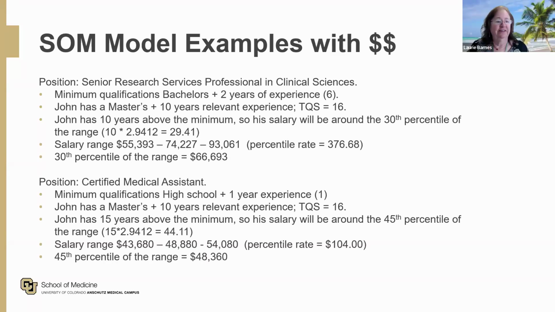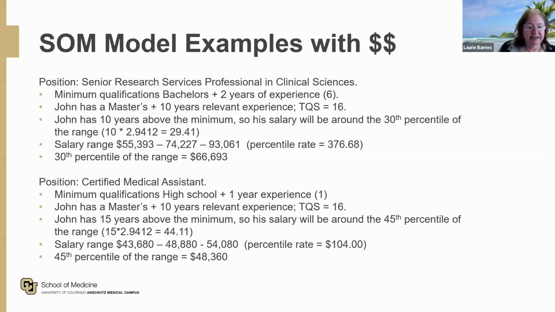So if we go to the next slide, all right, we're all on track now with how people are placed on the range. So what does that mean in terms of pay? In our first example, our salary range is 55,393 to 93,061. We find the percentile rate, which is 376.68. At the 30th percentile of the range, that would be a pay of 66,693. So we would take the percentile rate, multiply that by the 2.9412 times the additional 10 years of experience above the minimum, and add that value to the minimum of the range.